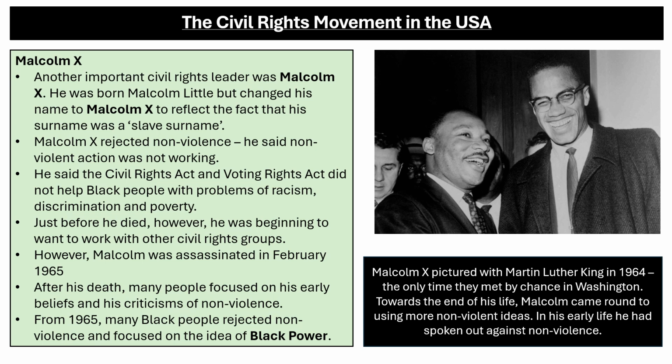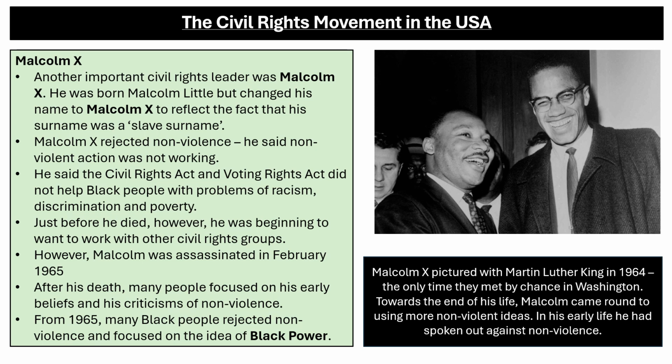Malcolm X rejected non-violence. He said non-violent action was not working to improve the lives of black people. He said the Civil Rights Act and Voting Rights Act did not really help black people with problems like racism, discrimination and poverty. Just before he died, though, he was beginning to want to work with other civil rights groups, including Martin Luther King, but Malcolm was assassinated in February 1965.